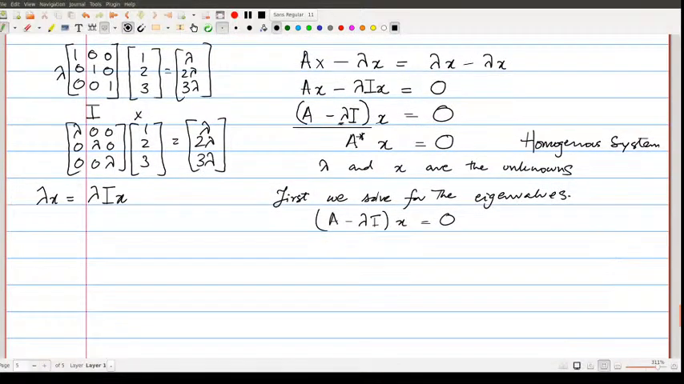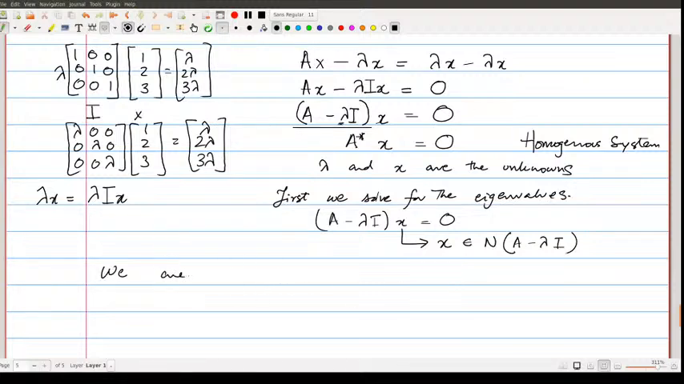Okay, so let's think about this equation for a minute. This is of course a homogeneous system. We're trying to look for, if you remember, these vectors, if they're non-zero, they're in the null space, right? So x is in the null space of A minus lambda I, whatever this matrix is, right? And if x is in the null space, then if you remember, I really want these eigenvectors.